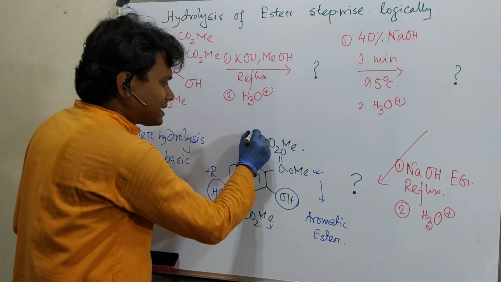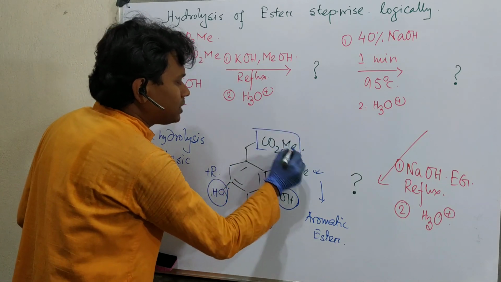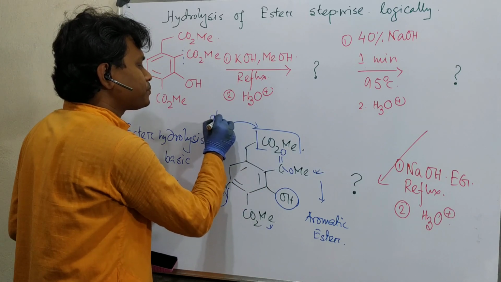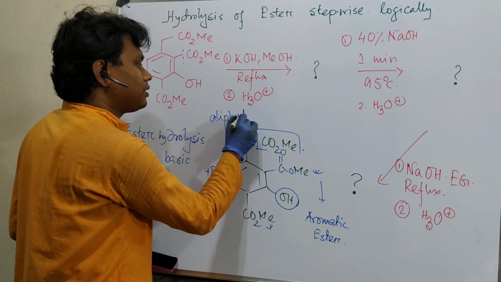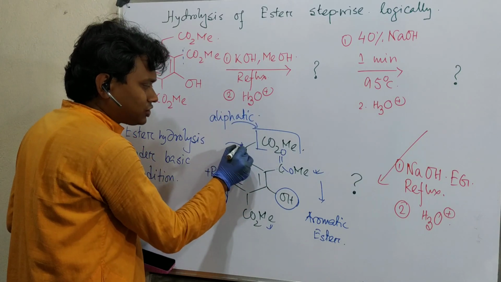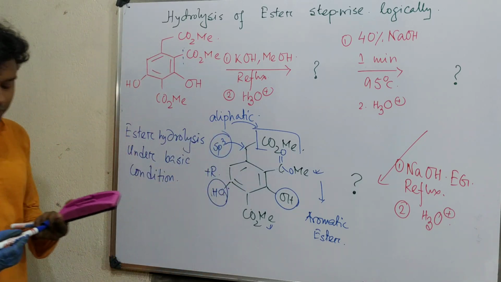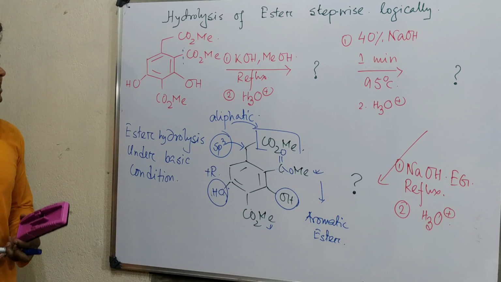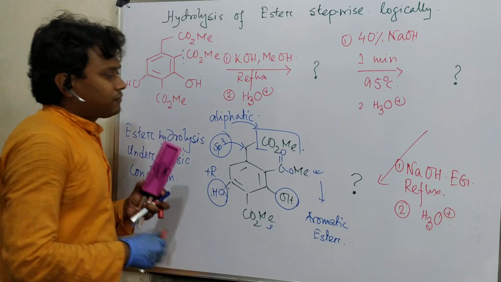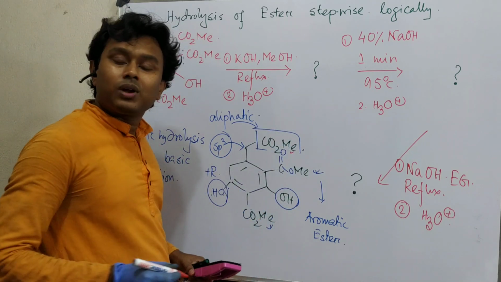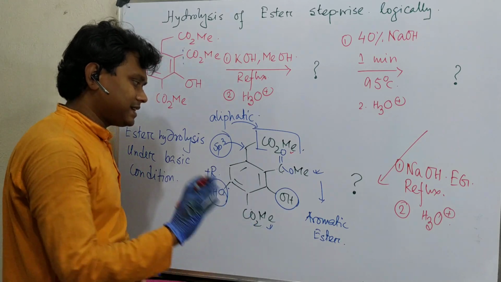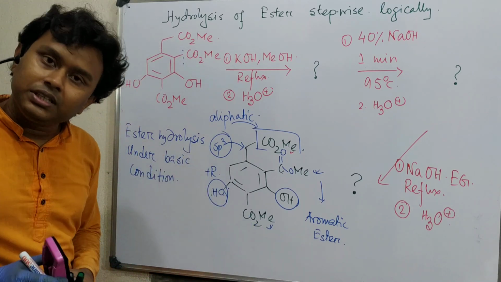Whereas this group is aliphatic. The advantage is that this is an sp3 carbon, with no conjugation. So if the situation is like that, then we can conclude that in the first step, this will be hydrolyzed. Everything else will remain the same. By the way, keep one thing in mind.